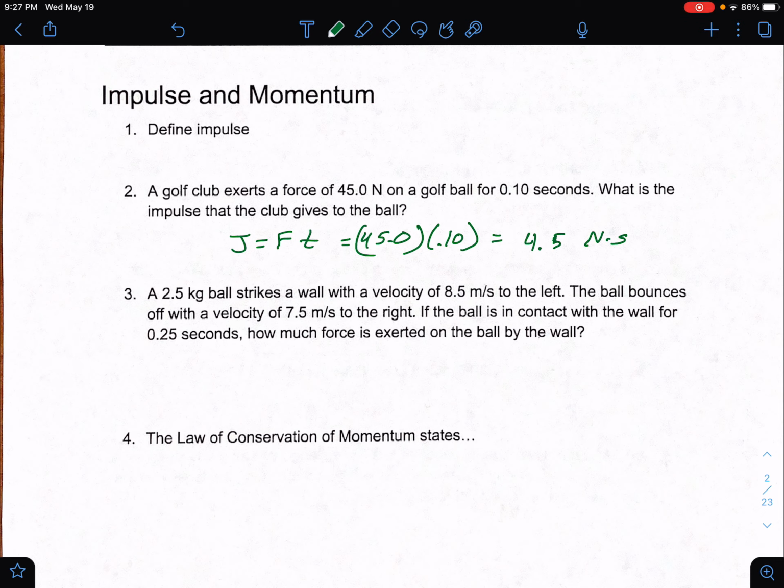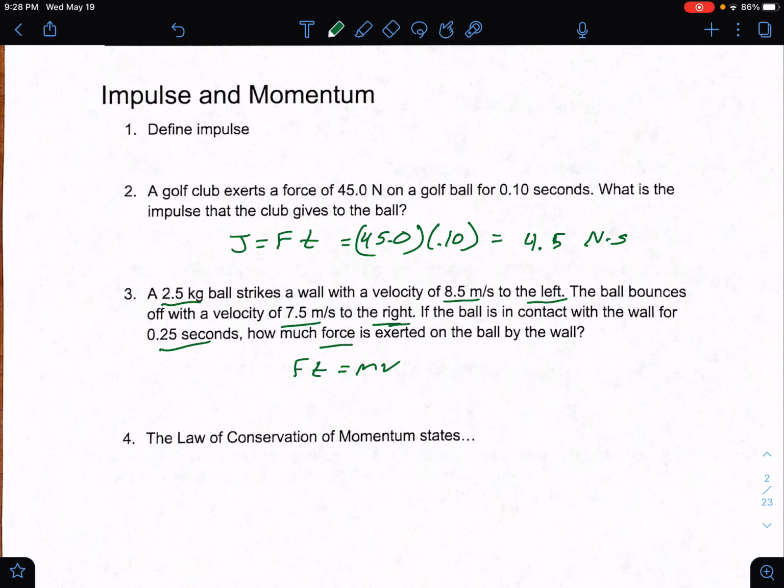3, a 2.5 kilogram ball strikes the wall with a velocity of 8.5 meters per second to the left. Pay attention, watch out for directions. I'm just going to underline left. The ball bounces off with a velocity of 7.5 meters per second to the right, so now I'm coming back to the right. If the ball is in contact with the wall for 0.25 seconds, how much force is exerted on the wall? Okay, I have mass, I have one velocity, I have two velocities, and I have time, and I'm looking for force. This is going to be your impulse momentum theorem, which is going to be that Ft equals m times the change in v.